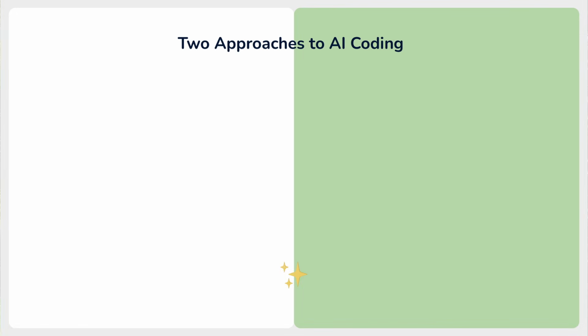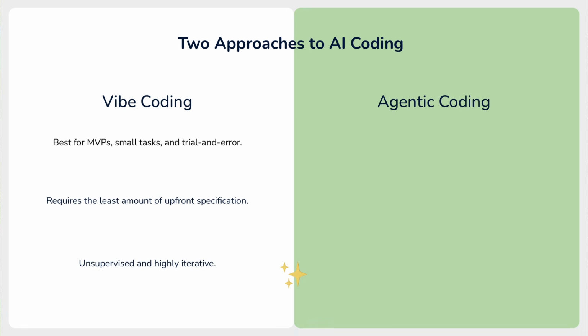Okay, with that in mind, let's look at the two ways people actually use AI to code. Nowadays, there are two modes. They have names now, vibe coding and agentic coding. Vibe coding is what most people start with. You open the chat, you type, build me a screen that does X, you take what comes out, and you iterate. It is great for small things, MVPs, prototypes, throwaway scripts, anything where being roughly right is good enough.